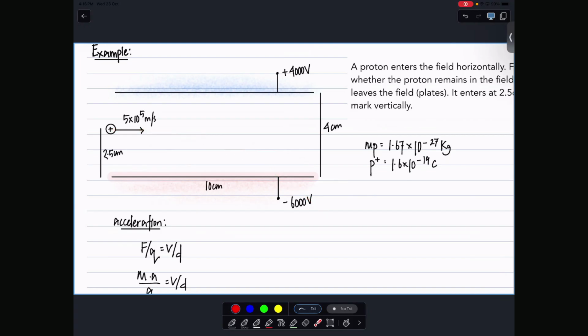What's range? Range is how far does it go horizontally? And if your range is more than 10, what does that mean? Yeah, it goes outside. So let's say this object has a range of 20 centimeter. It'll be somewhere there, right? But if the range is like 5 centimeter, wouldn't it go inside? So what we do is we find the range of this particle.